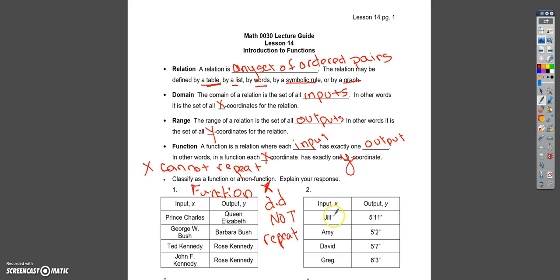So look at this one. Jill, Amy, David, Greg. This is a function. X did not repeat. Doesn't matter what happened in the y's, as long as x does not repeat.